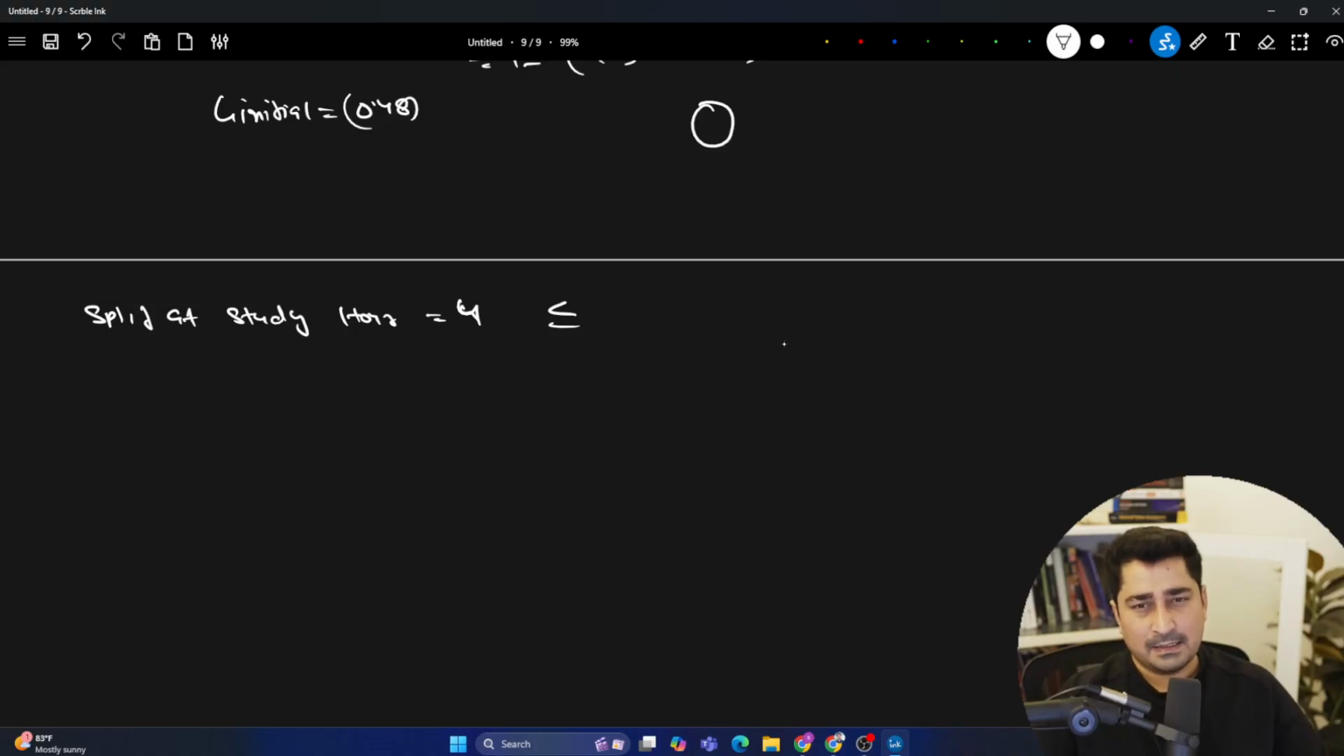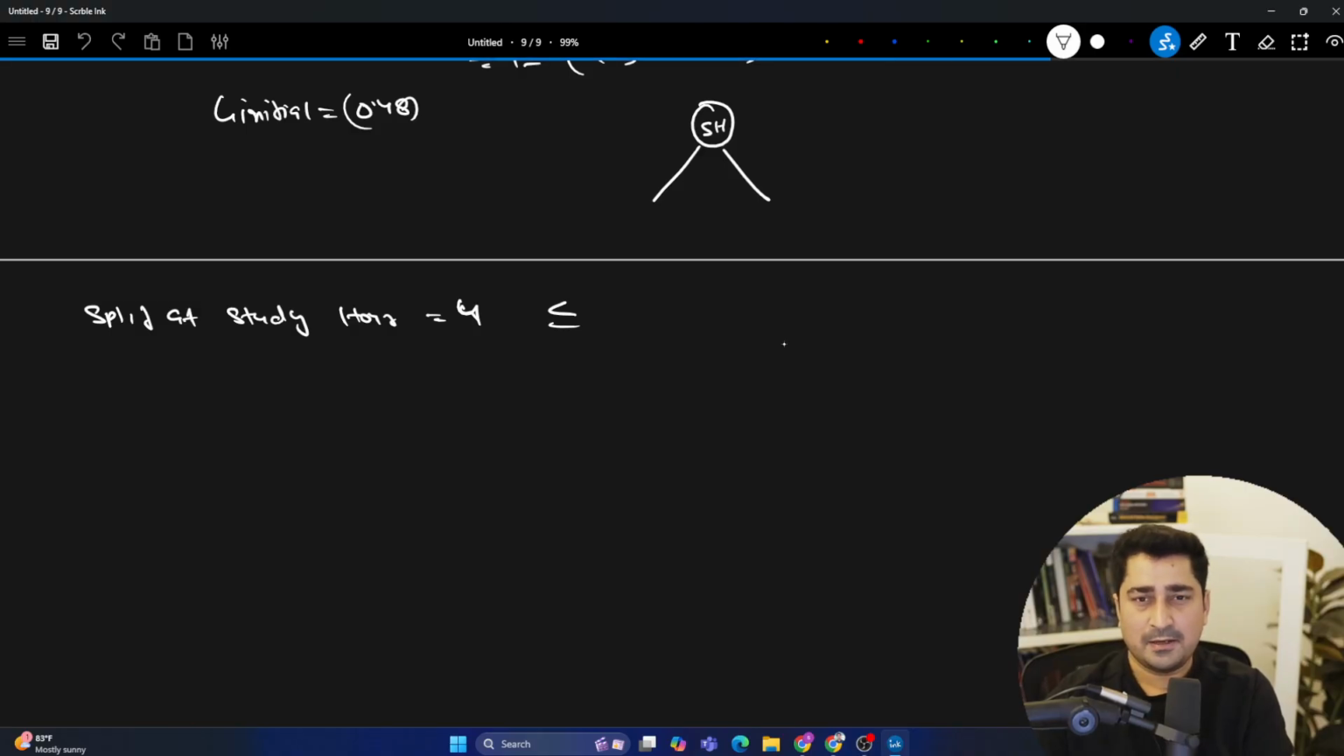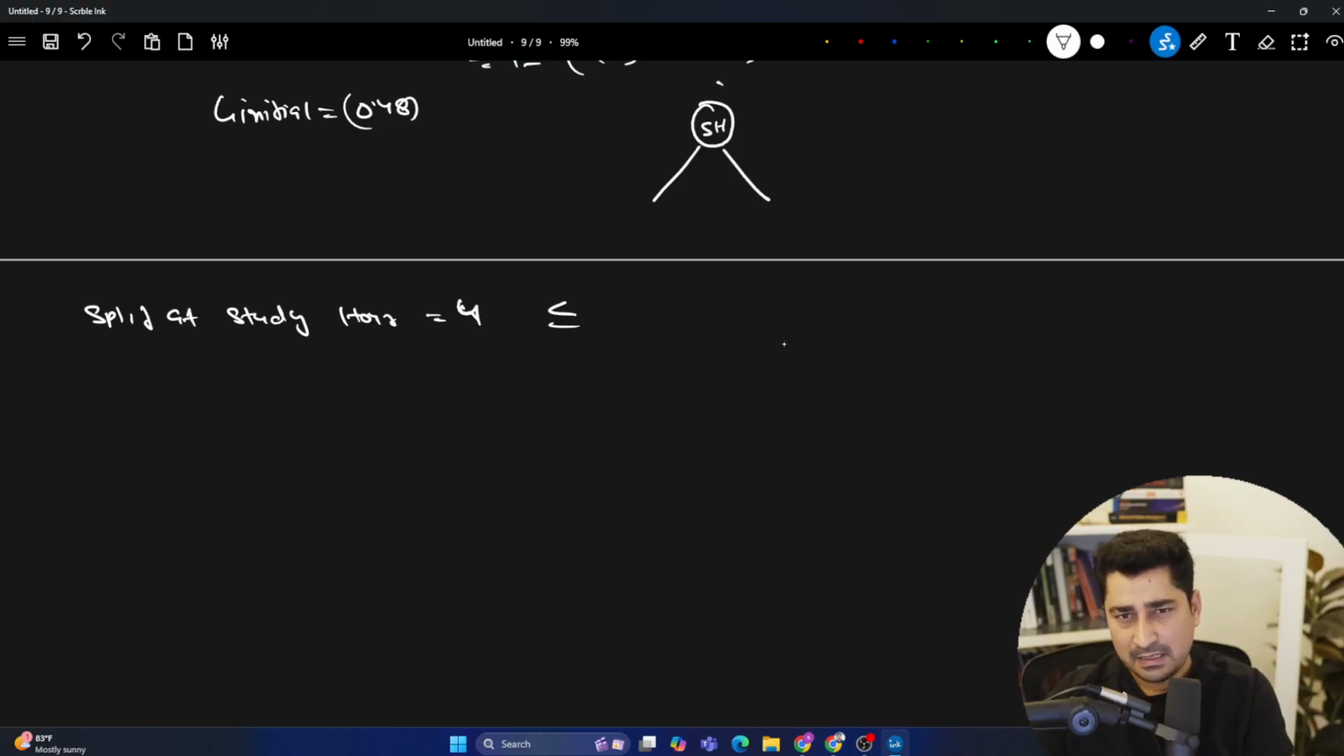So here there will be 2 branches. This is the parent node. Maybe we can try to create this node based on the study hour, SH. So study hour lesser than 4, maybe they will fall over here, and greater than 4 will come on this side.